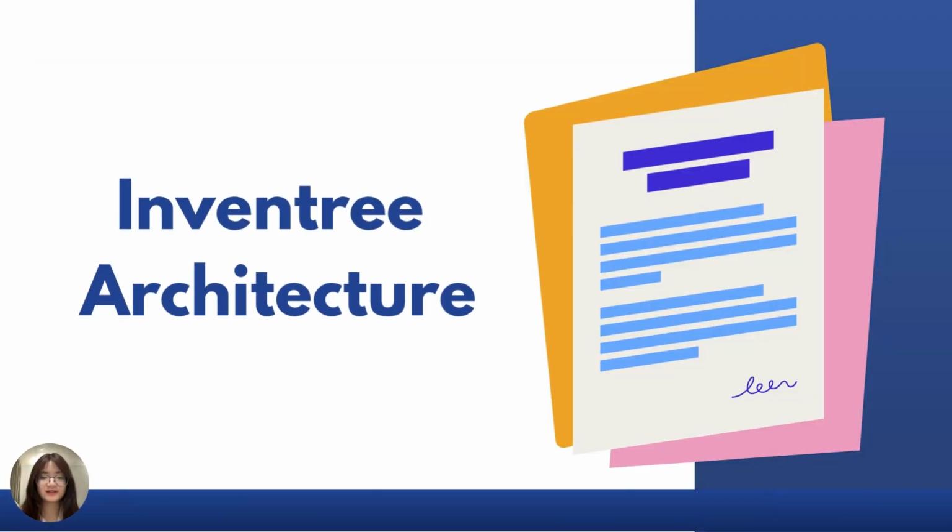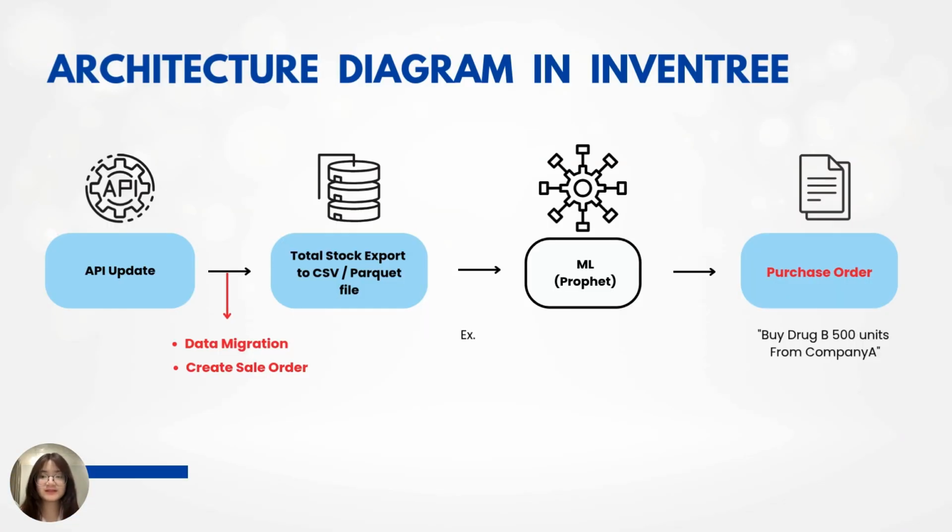Next is an architecture diagram in InvenTree. To wrap up, this architecture diagram shows how all components work together within the inventory system. Our workflow is divided into two main API processes: the first one is the data migration for setting up the new drugs, and the second one is the sale order creation for tracking the daily drug usage. Then all inventory data will be aggregated and exported into a CSV or bucket file for further analysis.